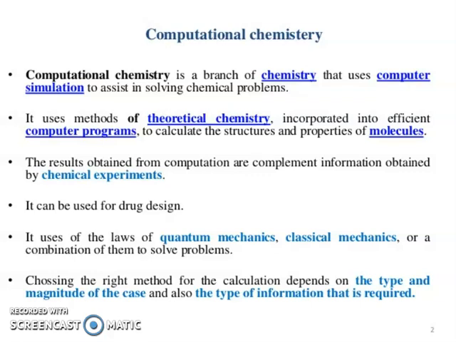It uses the laws of quantum mechanics, Schrödinger equations, and classical mechanics, or a combination of them, to solve problems. Choosing the right method for the calculation depends on the type and magnitude of the case and also the type of information that is required. This is the main theme of computational chemistry.